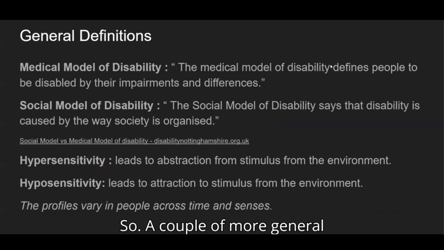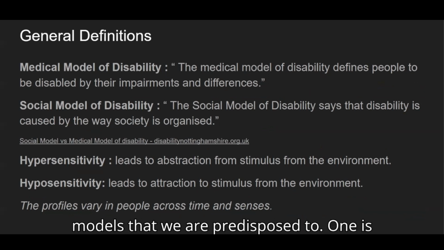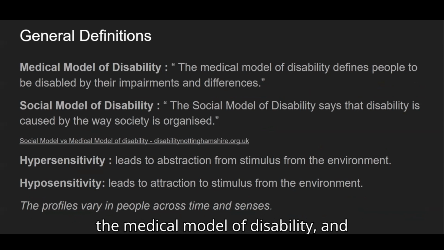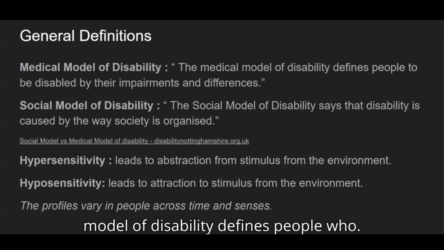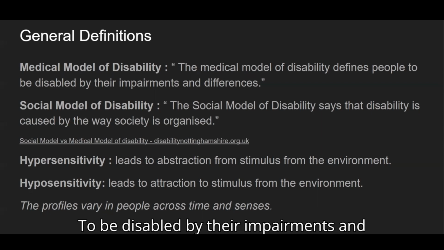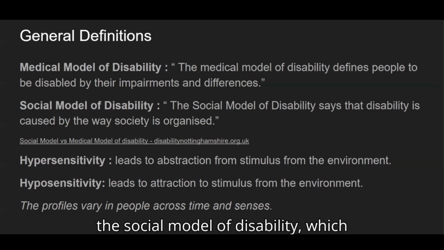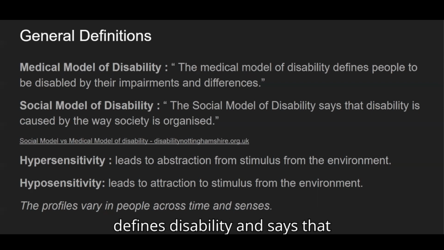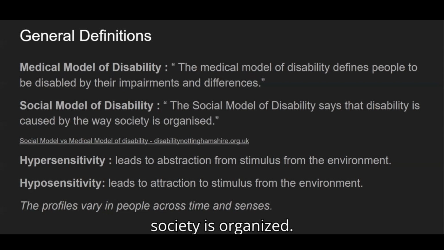So, a couple of more general definitions. When we look at neurodiversity, there tends to be two models that we are predisposed to. One is the medical model of disability. And according to the Nottinghamshire website, the medical model of disability defines people to be disabled by their impairments and differences. Now, this is contrasting with the social model of disability, which says that disability is actually caused by the way society is organized.